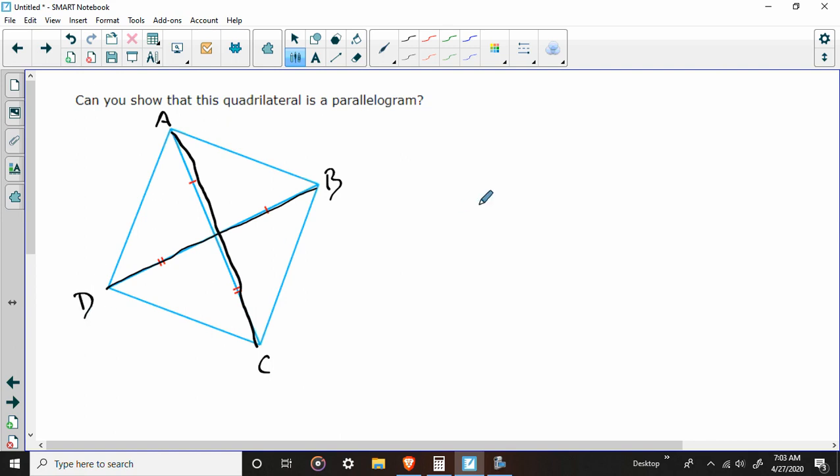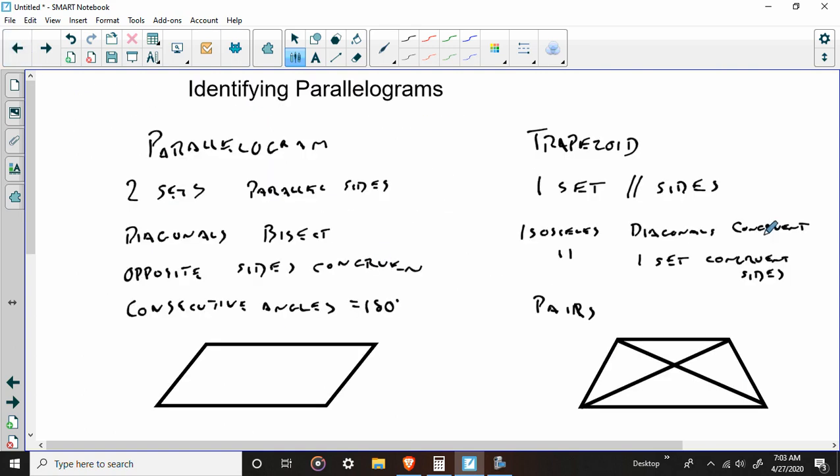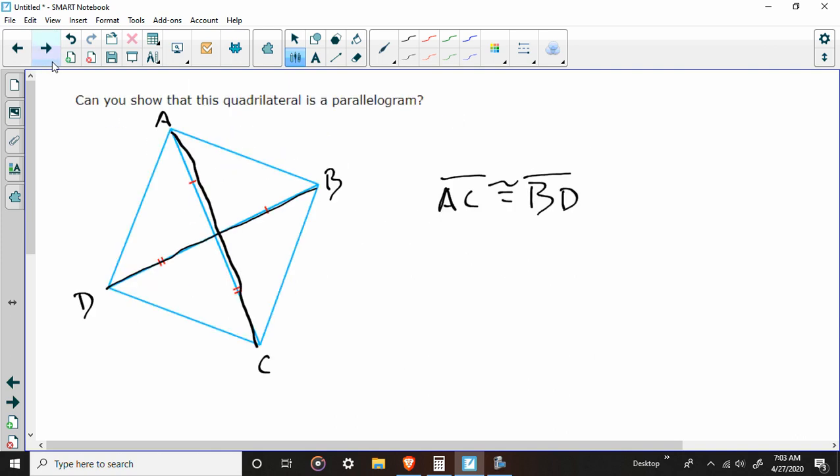Let's talk about what we know. We know that AC is congruent to BD, right? Our diagonals are congruent. That is a characteristic of a trapezoid, an isosceles trapezoid. Again, could this be a parallelogram? It could be. It could be a rectangle or a square, but do we have enough information to show that this is a parallelogram? No, we need more information. There's definitely not enough to show that. We can at best prove it's a trapezoid.